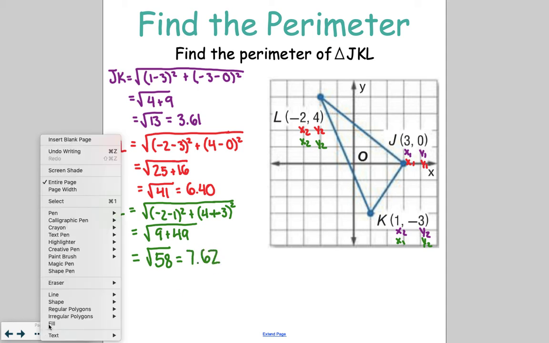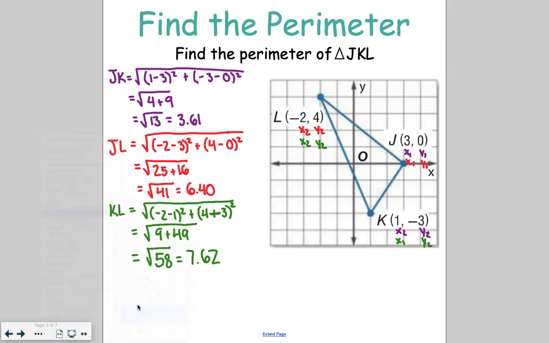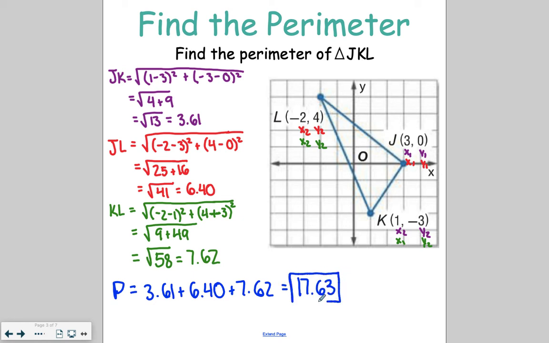7.62. Then to find your perimeter, you're going to go ahead and say perimeter is equal to the first side, which is 3.61, plus the second side, which is 6.40, plus that third side, which is 7.62. Which means that your perimeter is going to be 17.63. We don't have a label, so we're just going to leave it as 17.63.